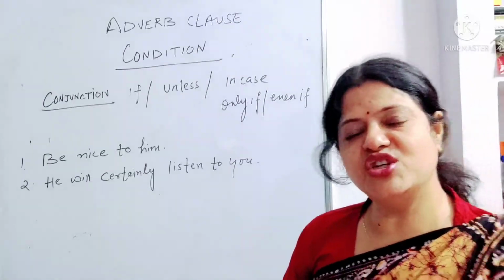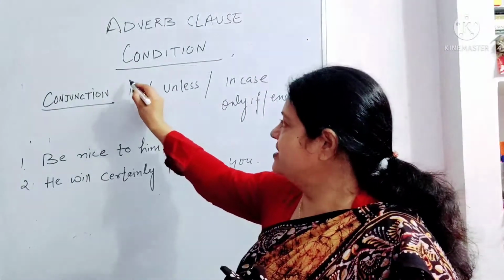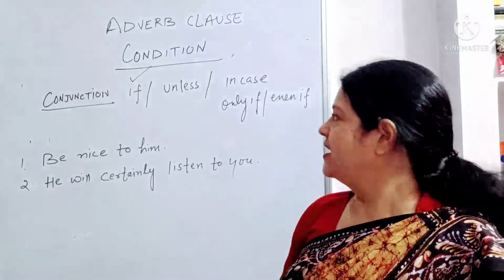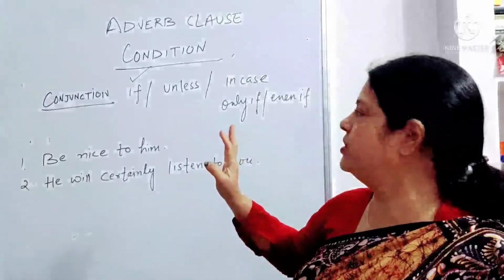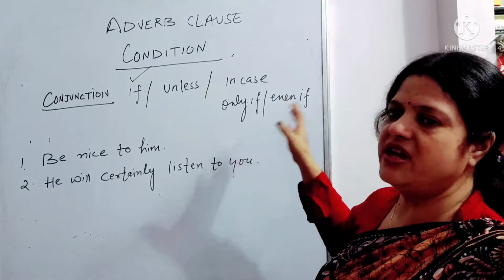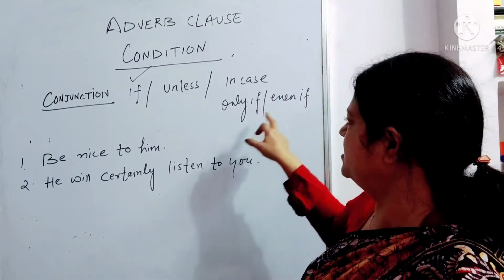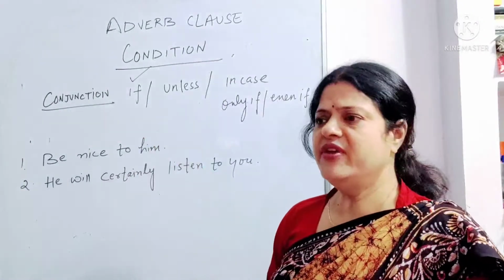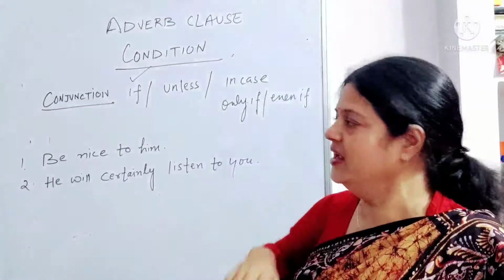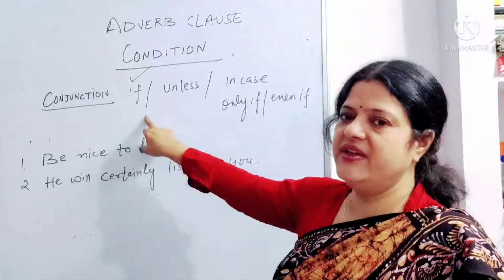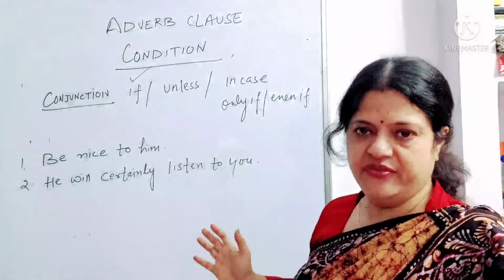These are the three conjunctions which are used for adverb clause of condition. This if is very important, and then we have in case and unless. These three are very important. Then we have only if, even if. These only if and even if are alternatives of if. Then we have providing that, provided that. All these come into this category. But today we'll talk about if, unless, in case, and only if and even if I have taken.